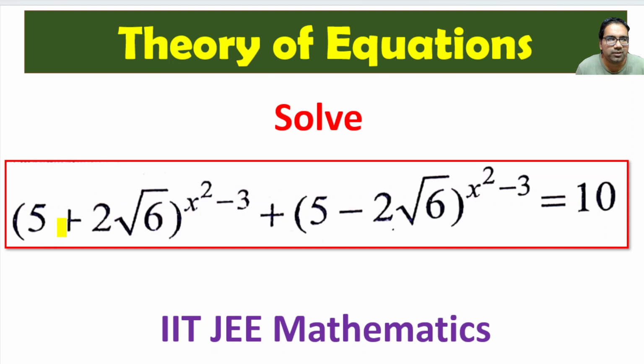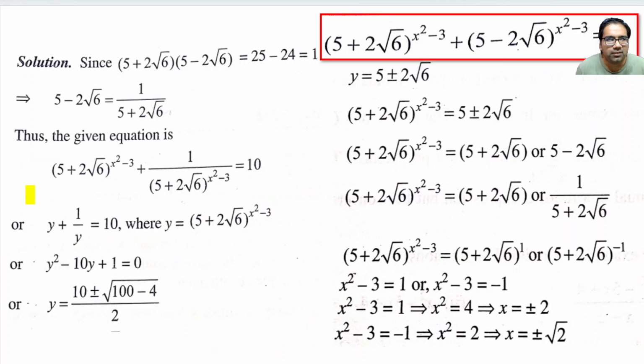And what will that become? This is in the form of a plus b into a minus b. That becomes 5 square minus 2 square into 6. That is 25 minus 4 into 6, which is 24. 25 minus 24 is 1. So 5 plus 2 root 6 into 5 minus 2 root 6 is 25 minus 24, which is equal to 1. That means 5 plus 2 root 6 we can write as 1 by 5 minus 2 root 6, or vice versa. 5 minus 2 root 6, we can write as 1 by 5 plus 2 root 6.